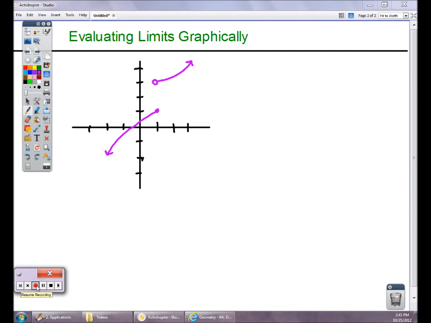Today we're going to talk about evaluating limits graphically. To do so, I'm going to use the graph you see in front of you, but I'm going to start out with a topic you already know about, and that is the end behavior. Specifically, we're going to look at the right and left end behavior.